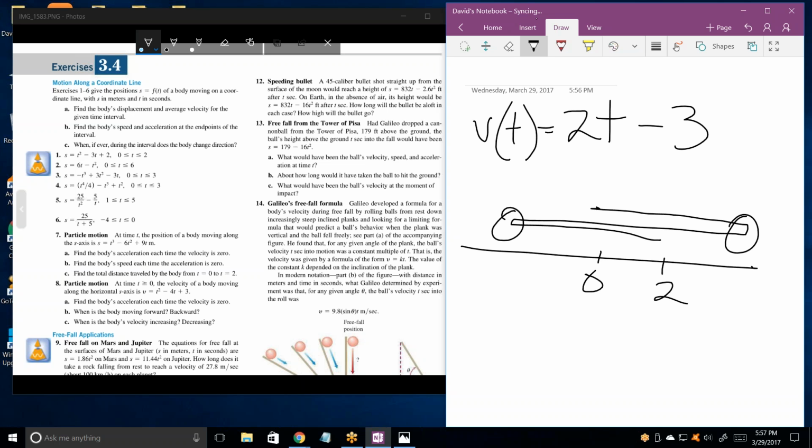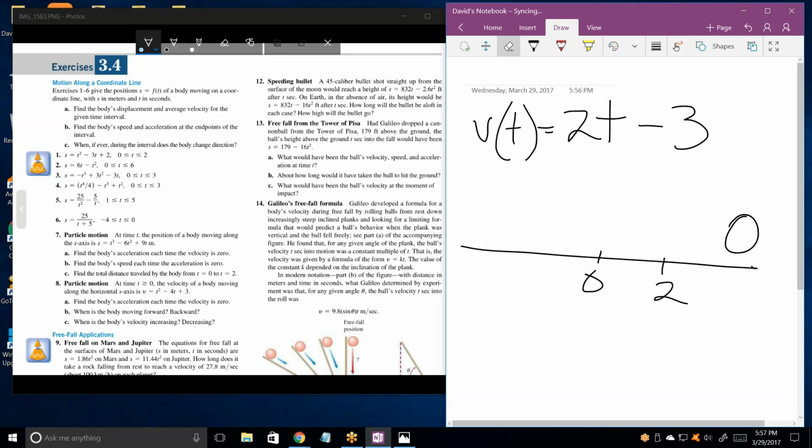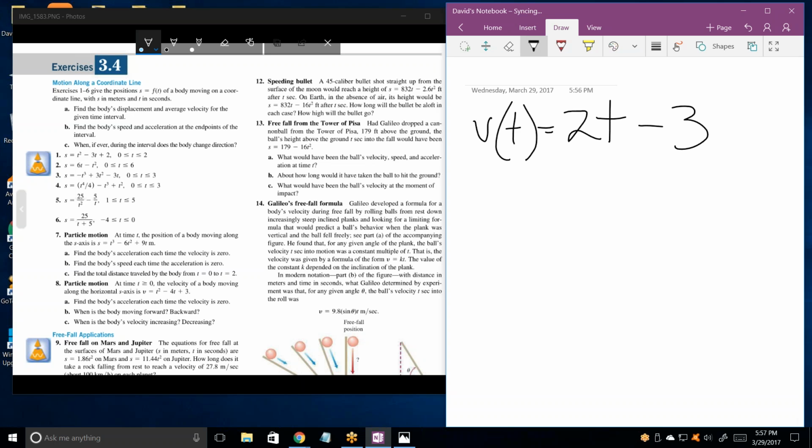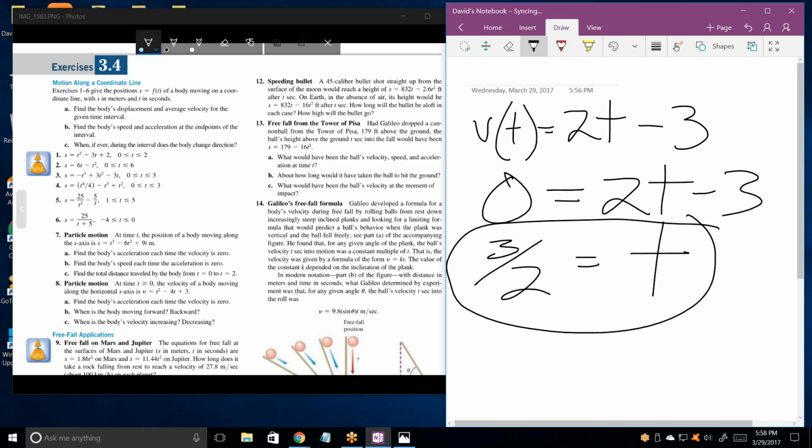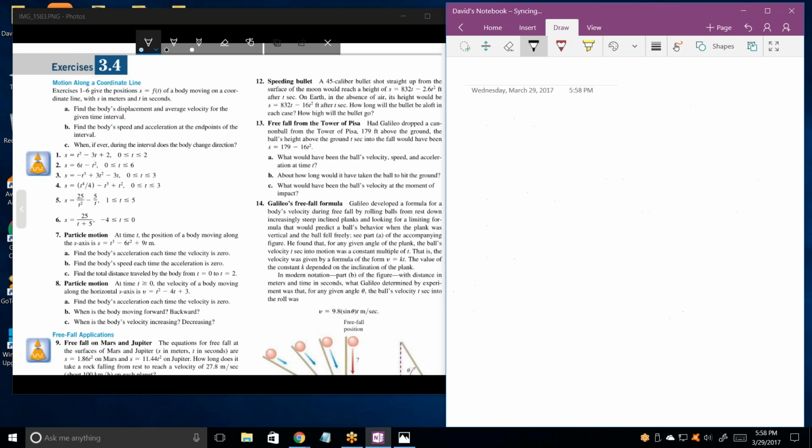Correct. So if I want to know where this particle or body is changing directions, I let the velocity equal 0 and solve the equation. Well, it's happening at time equal 3 divided by 2. That's where it changes directions, and that's the only place it changes directions. At 1.5 seconds, the thing goes from going to the left to going to the right. Okay? So we can answer A, B, and C without any integration. That's kind of interesting.